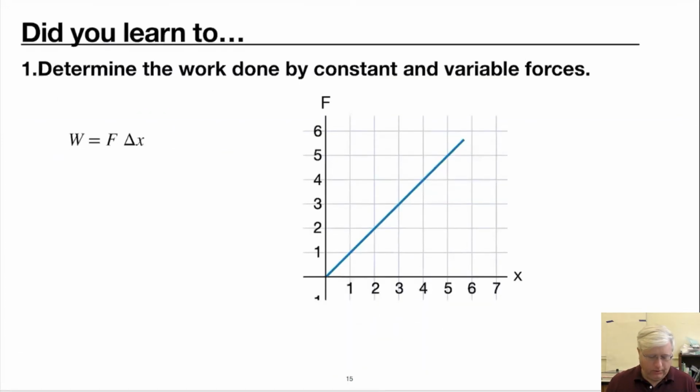And so, did we learn to determine the work done by a constant force and a variable force? Well, we saw that for a constant force, we can just find the force times the displacement, the area under the curve. And for variable force, we're only going to deal with that graphically. We have a constantly changing force, right? And that's just going to be the area under the curve.